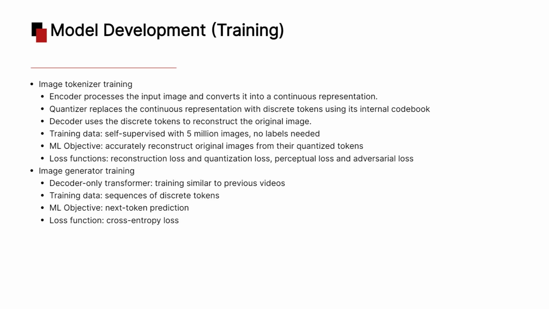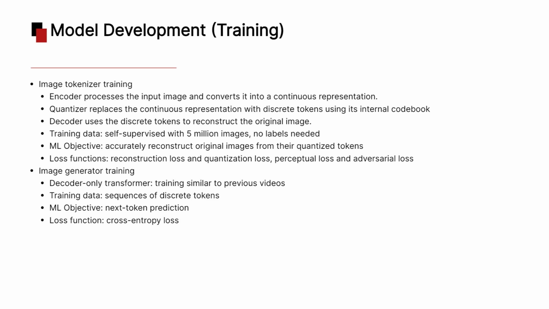Since labels aren't needed for reconstruction tasks, the ML objective is to accurately reconstruct the original image from the quantized tokens. We combine multiple loss functions to optimize both fidelity and realism. Reconstruction loss, e.g. L1 or L2, to measure pixel level differences. Quantization loss to ensure stable codebook learning. Perceptual loss to align with human visual perception. Adversarial loss to encourage photorealistic reconstruction quality.